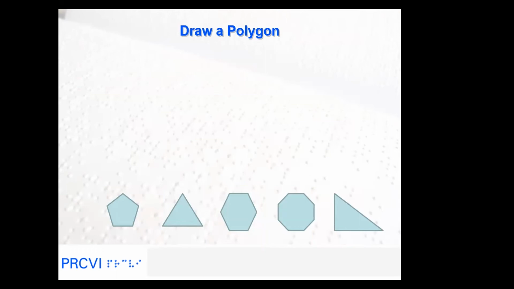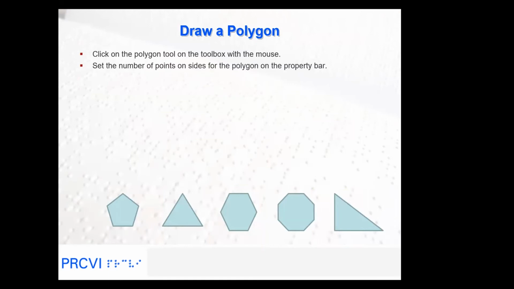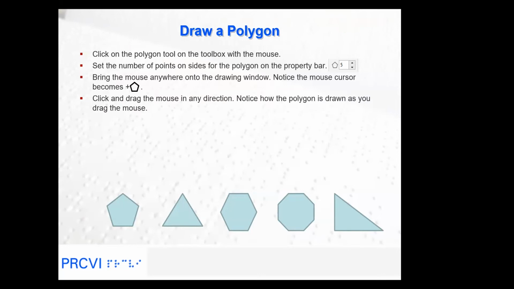To draw a polygon, click on the polygon tool on the toolbox with the mouse. Set the number of points on the sides for the polygon on the property bar. Bring the mouse anywhere onto the drawing window. Notice the mouse cursor becomes a plus with the polygon shape. Click and drag the mouse in any direction. Notice how the polygon is drawn as you drag the mouse. Release the mouse button.